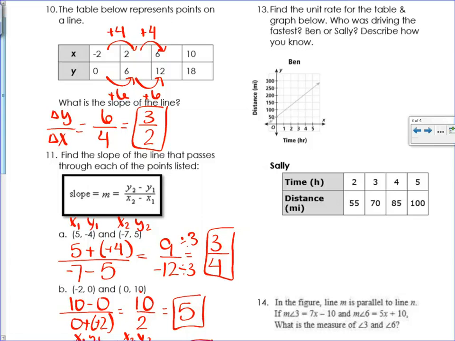Find the unit rate for the table in the graph below. Who was driving the fastest, Ben or Sally? So we're going to find the slope for Ben and for Sally to determine who was going the fastest. So for Ben, we're going to start at 50. Go to 250 over 5. Draw your right triangle again. So 50 to 250, we went up 200. And we went to the right 5. So for Ben, the slope will be 200 over 5, which is 40.